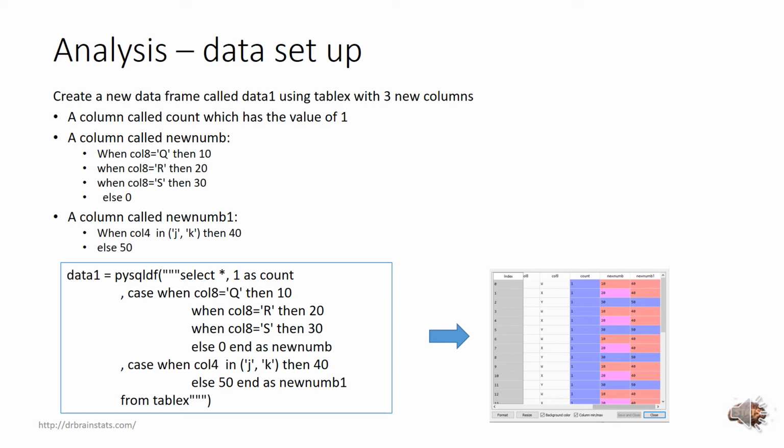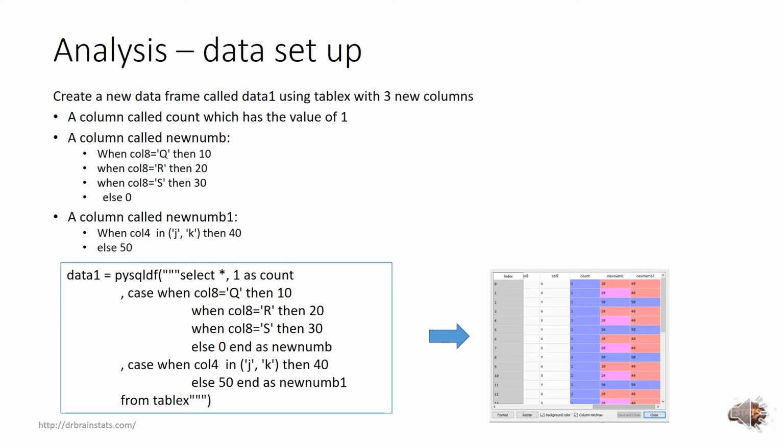Before we can proceed with the analysis session, we need to create a new data frame called data1 using the data frame tablex and create 3 new columns. We're going to create a column called count, which has a value of 1, a column called new num, so when col 8 equals q, give it a value of 10. When col 8 equals r, then give it a value of 20. When col 8 equals s, then give it a value of 30, else give it a value of 0.